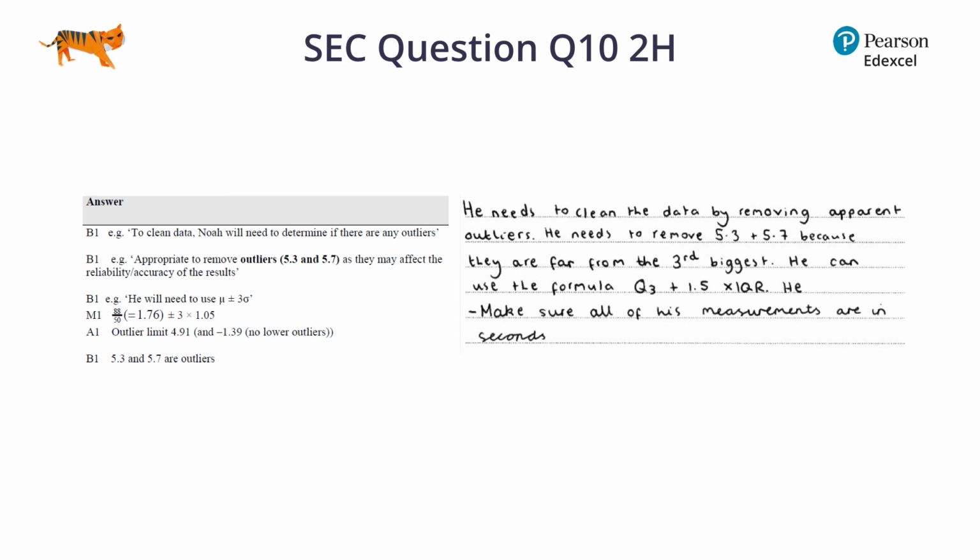The first mark was given for stating that they needed to clean the data to determine outliers, and the final mark for stating that he needs to remove 5.3 and 5.7. Note that the final mark in this question is for recognising 5.3 and 5.7 as outliers and is independent of all the other marks in this question, so can be awarded without calculations.